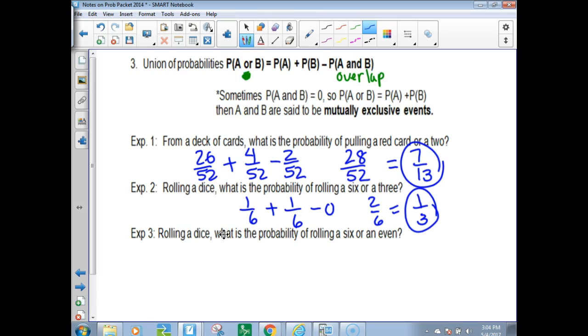So if it says, what's the probability of rolling a 6 or an even? 1 in 6 for the 6, plus there are 3 evens, 2, 4 and 6, but 6 is an even, so you'd have to take that away, 1/6, and you end up with just half. 3/6 is 1/2. Or you could just say in your head, 1/6 for the 6, and then there's 2 other numbers that are even, 3 out of 6.